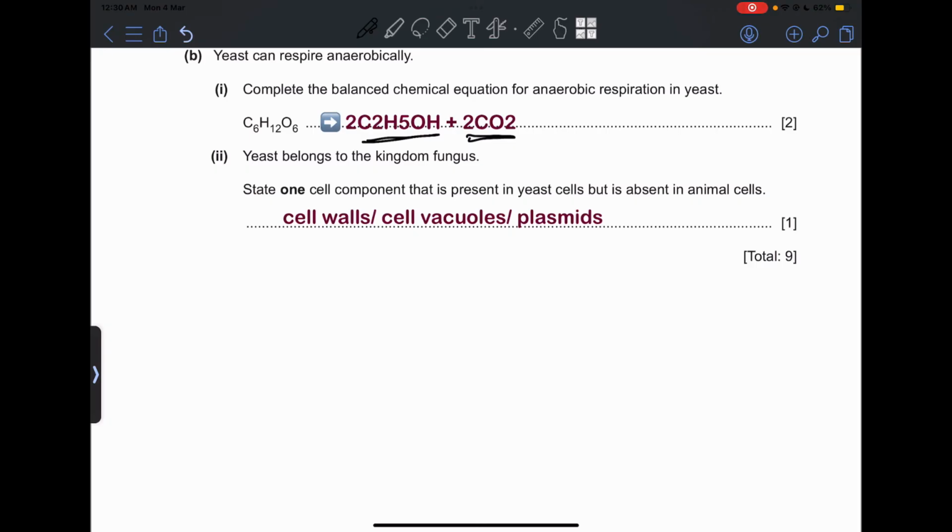State one cell component that is present in the yeast cells but is absent in the animal cells. So yeast cells actually have cell walls, and they have cell vacuoles and plasmids. These are all things that are not found in animal cells.